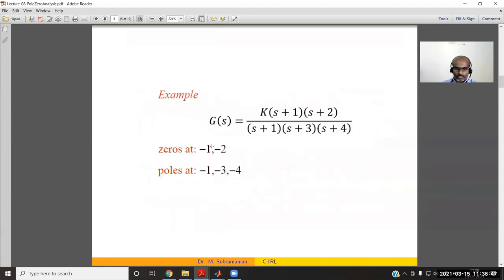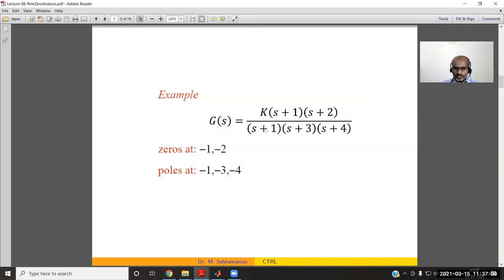Okay, these are all understandable. So here for this polynomial, the poles are at -1, -3, and -4. Or if you write it in a form like (s minus p1)(s minus p2)(s minus p3).